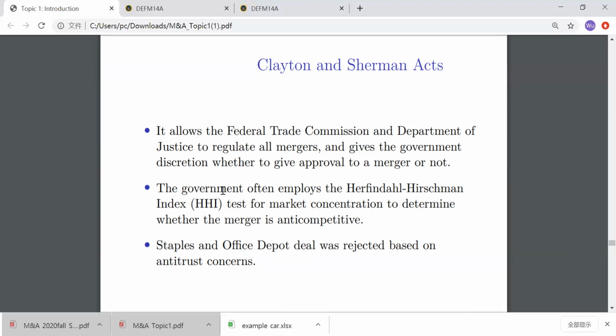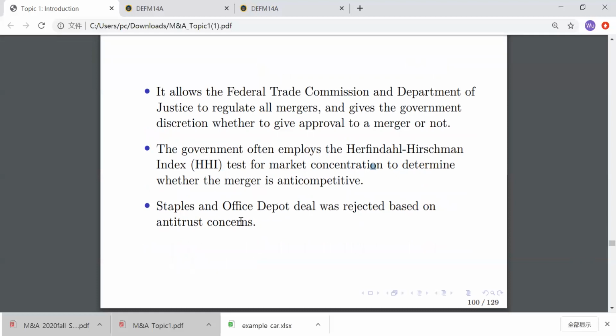When they review the merger, they typically employ the Herfindahl-Hirschman index to test for market concentration. We will talk about this, for example, when we talk about these antitrust issues later. And in recent years, this antitrust enforcement has begun to have more and more power.